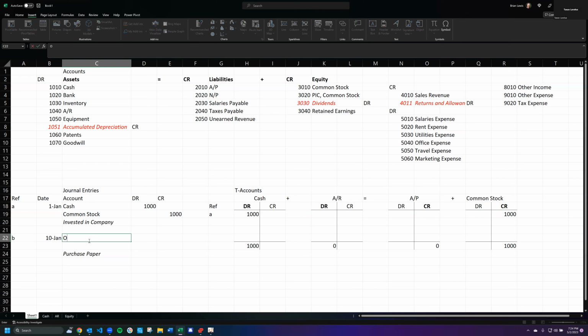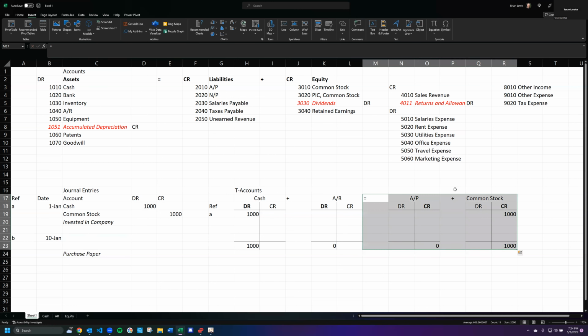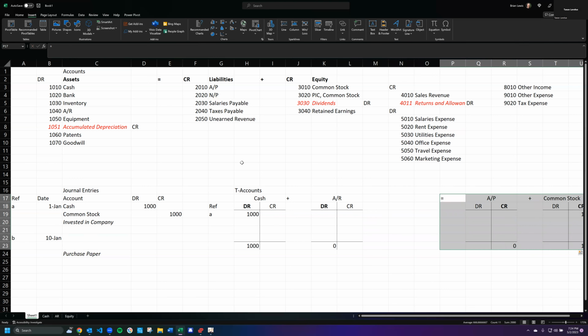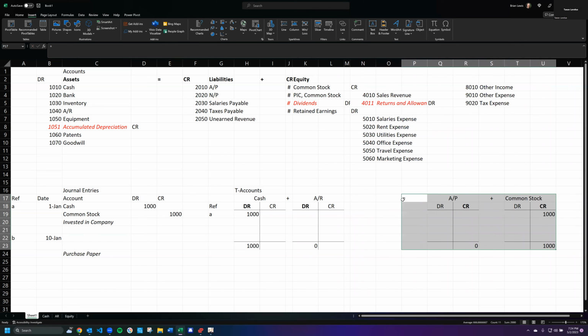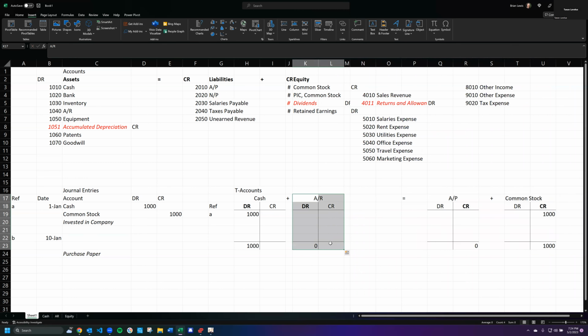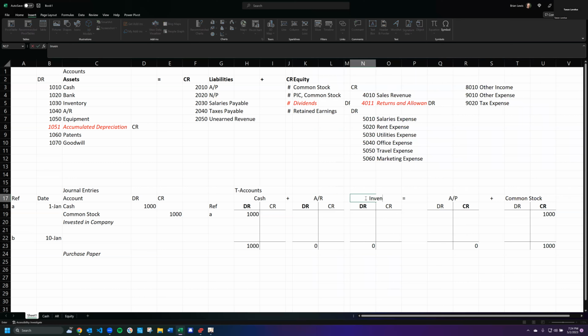But this is going to go to, oh, I don't have inventory. Let's move this over. One more, and we'll maybe make these a little bit smaller. One, two. Yeah, we have enough. Okay, thank goodness, we have enough for one more. We'll do inventory. Okay, now we can do this.